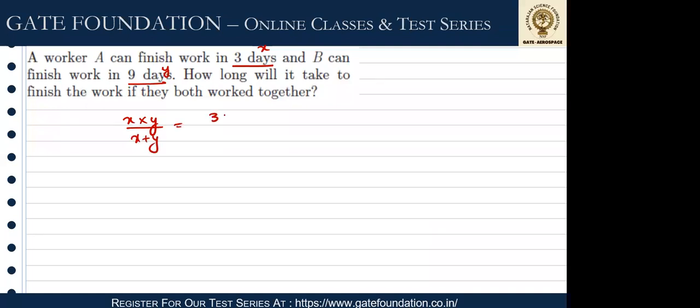Simple. So 3 into 9 upon 3 plus 9. So it's 27 by 12 or 9 by 4. 2.25. Right. एक अप्रोच ये रहती है हमारे पास. दिस इज गुड इफ द क्वेश्चन इज सिंपल कि भाई दोनों को साथ में कितना टाइम लगेगा.